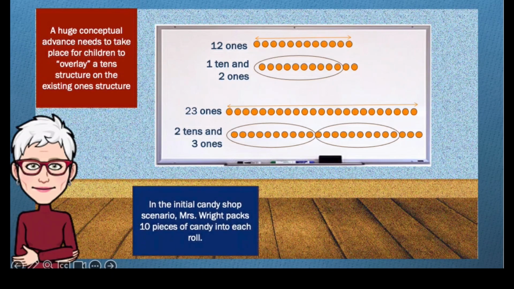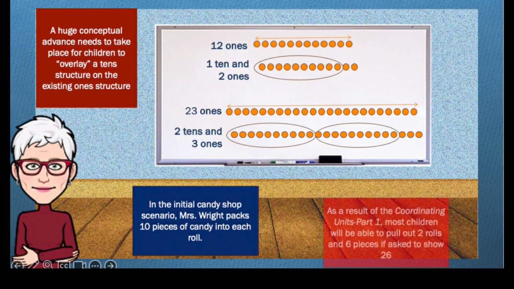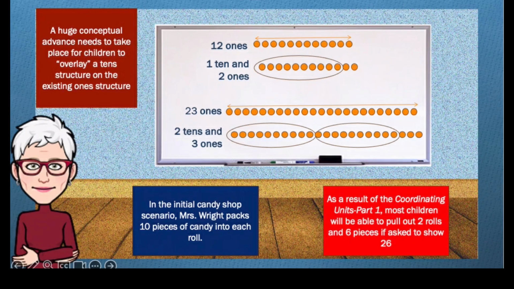This is where the initial scenario of the candy shop comes in. In an attempt to be efficient in counting out candies, Mrs. Wright packs candies into rolls, packing 10 individual pieces into each roll. Now, at first glance, conceptualizing any quantity in terms of rolls and pieces appears to be a relatively easy development for children to make. And it is one of the advances children make as a result of part 1 of the coordinating units sequence.